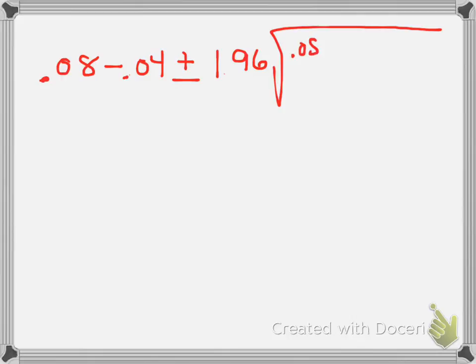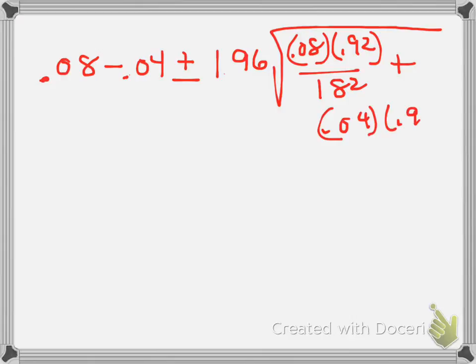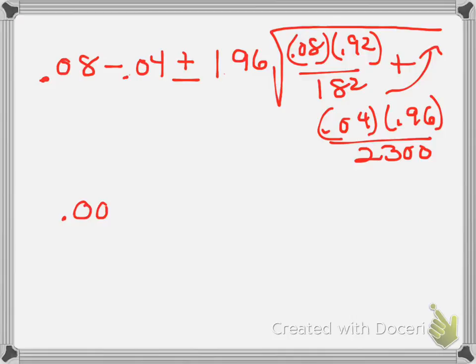So I have 0.08 times 0.92 over 182 plus 0.04 times 0.96 over 2300. Okay, that's all underneath the square root. All right, so now I'm going to go to my graphing calculator, so let me pause. Okay, so I got 0.0016 to 0.0832.